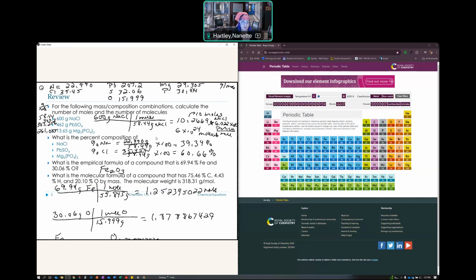You should be able to calculate a percent composition for any given formula. You should be able to find an empirical formula based on a percent composition. You should be able to use information about percent composition to find a molecular formula if you know information about the molecular weight. So you should be able to find the empirical formula and see if that matches the molecular weight that you're given. All right? Questions, comments, problems on any of that?